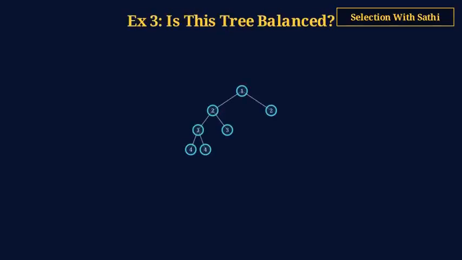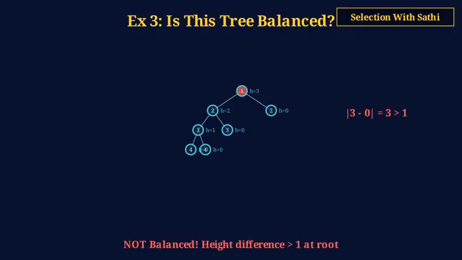Two trees. Tree A, root 1, left 2 with children 4 and 5, right 3. Node 4, height 0. Node 5, height 0. Node 2, left 1, right 1, diff 0, balanced. Node 3, height 0. Root 1, left height 2, right height 1, diff 1, balanced. Tree A is balanced. Tree B, root 1, left 2 with only left child 3 which has left child 4.